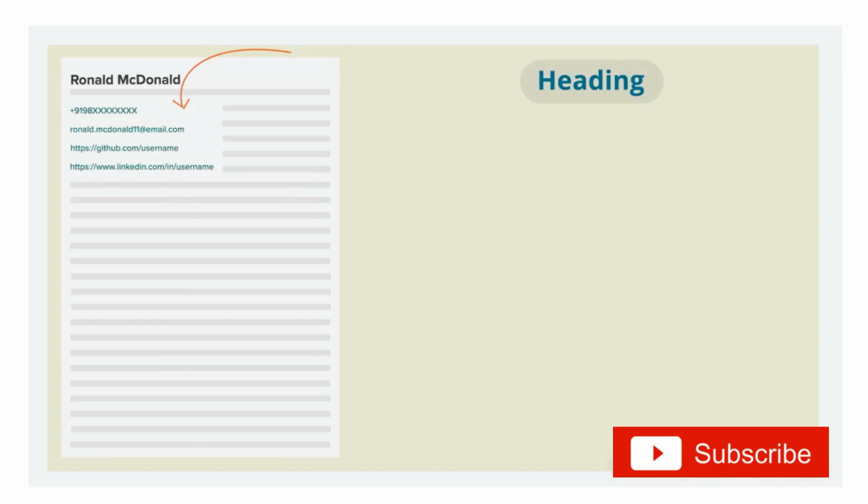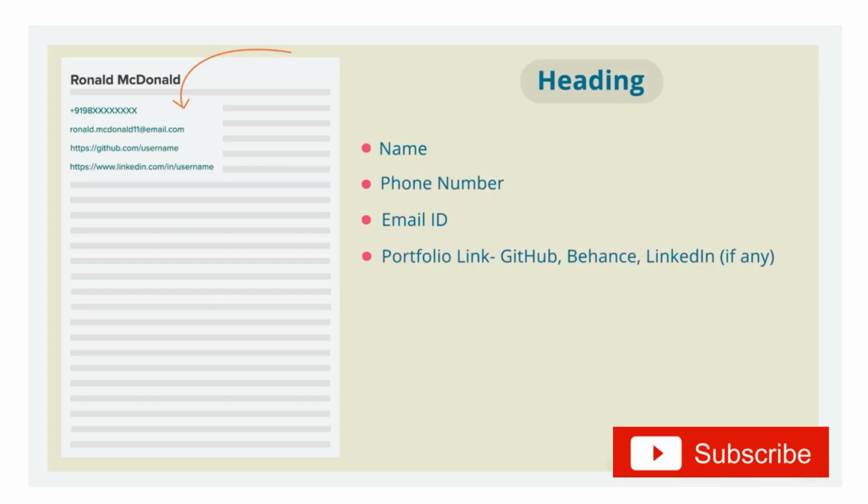And what all does it contain? It contains your name, contact details such as your phone number and email ID, your portfolio link such as GitHub, Play Store account, your Behance portfolio, or even your LinkedIn profile. But one thing you should keep in mind is to make sure that the heading section does not look cluttered. So, if you have more than one portfolio link to share on your resume, then you can make a separate section for them instead of putting all of them in the heading section.